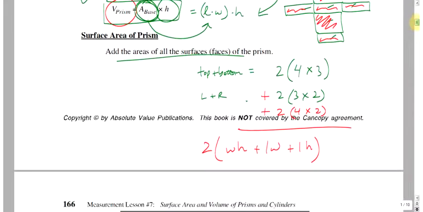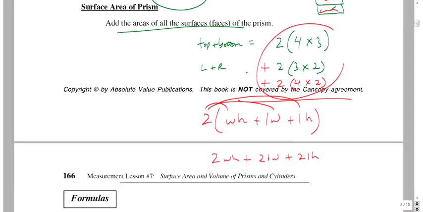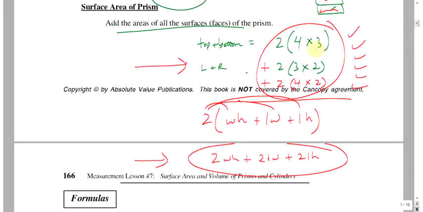If I expand this thing out, what do I get? I get 2 times that plus 2 times that plus 2 times that. Is this the same as this? It is. So it doesn't matter which way you do it. And if you do one piece at a time, add up all 6 pieces, you'll get the same answer too. You can use the formula, or you can use this strategy, draw a net. Whatever makes sense to you, that's the way you're going to want to do it.